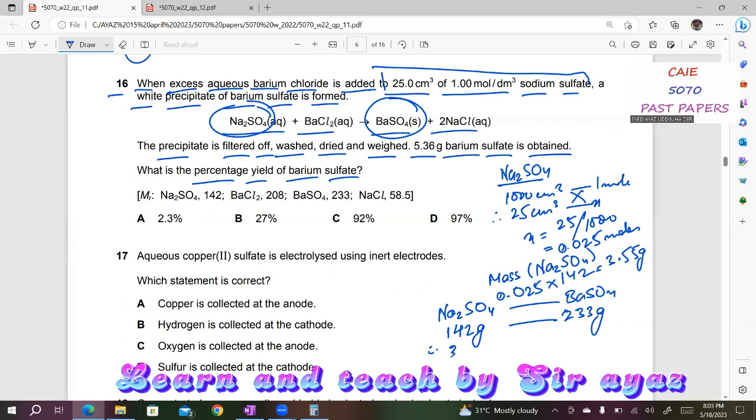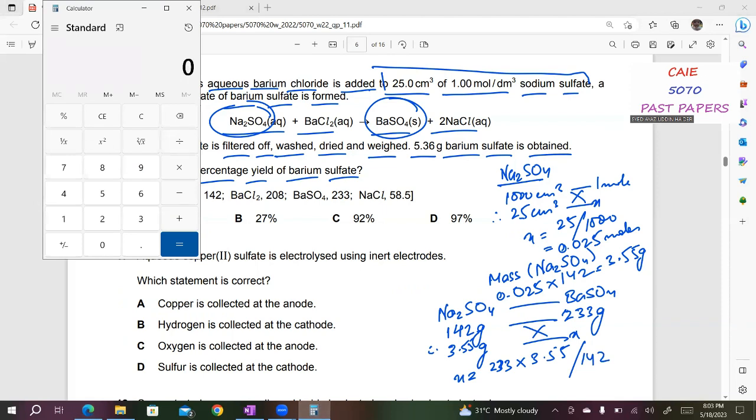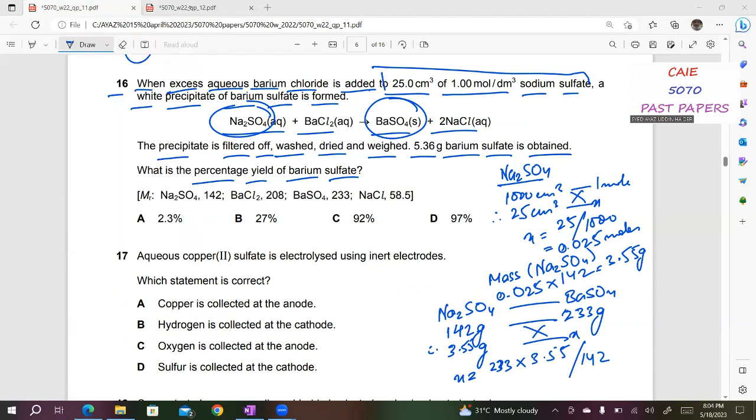Therefore, 3.55 grams produces X gram of BaSO4. X is equal to 233 multiplied by 3.55 divided by 142. That gives 5.825, which is the mass of BaSO4.